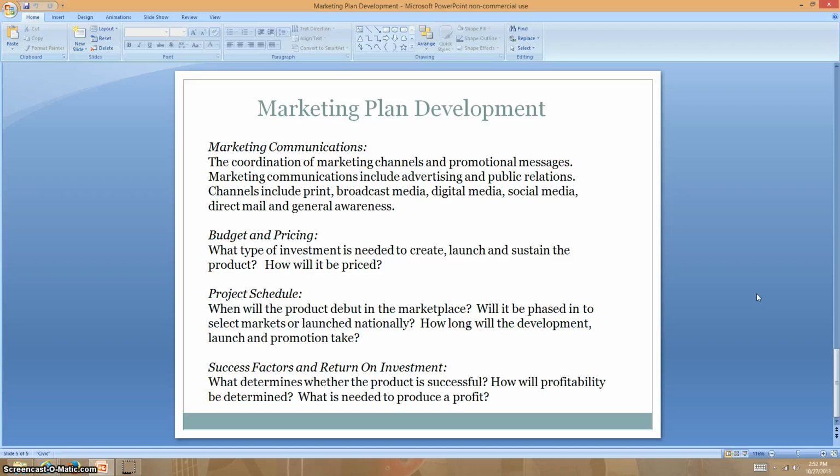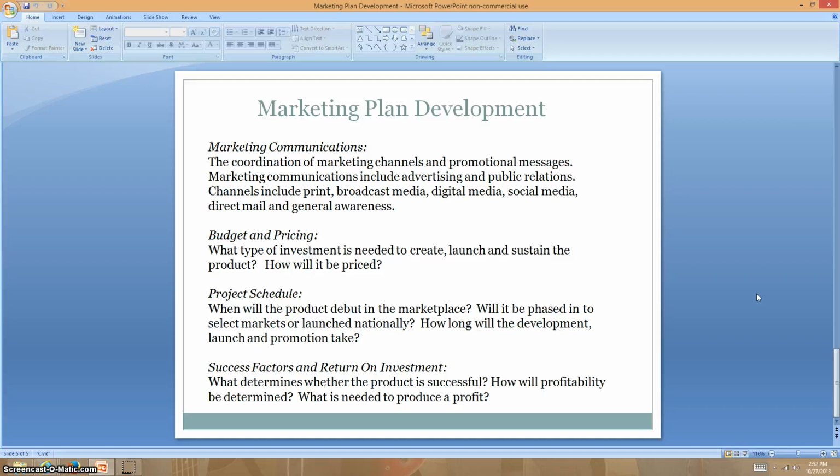Promotional messages also have to include a USP, which stands for Unique Selling Proposition. What is it that's really great about your product? And then, of course, you need to decide what the right channels are going to be, whether it be print, broadcast, digital or social media, direct mail, general awareness. What are the right marketing communications channels based upon your product, your budget, and your target audience? And then as far as budget, what type of investment is needed and how will your product be priced?